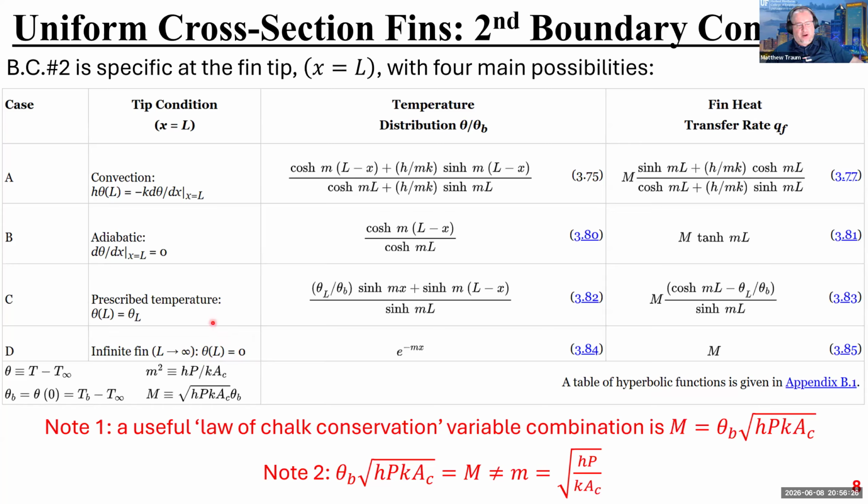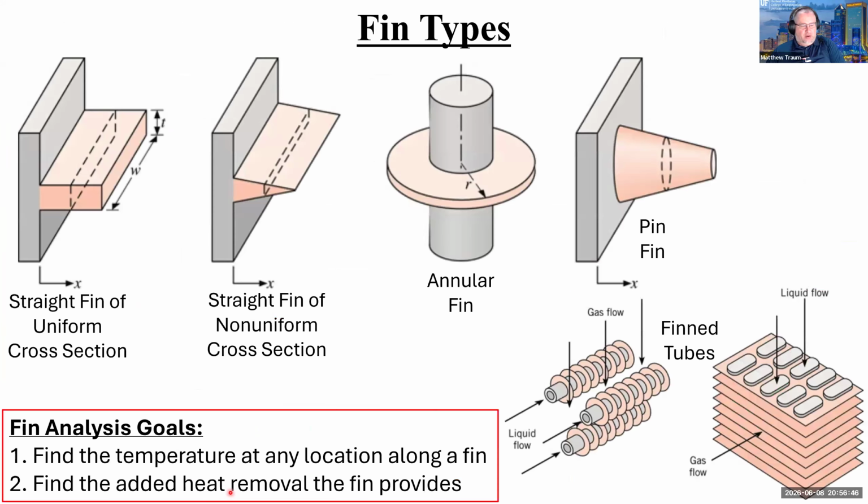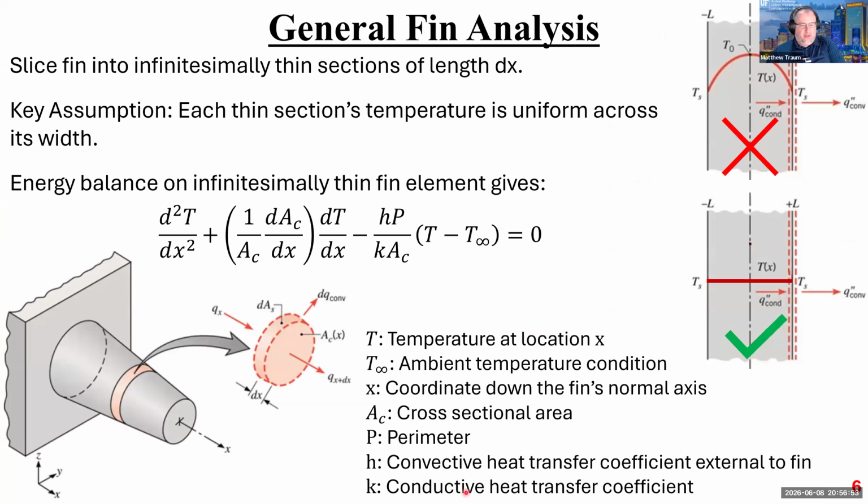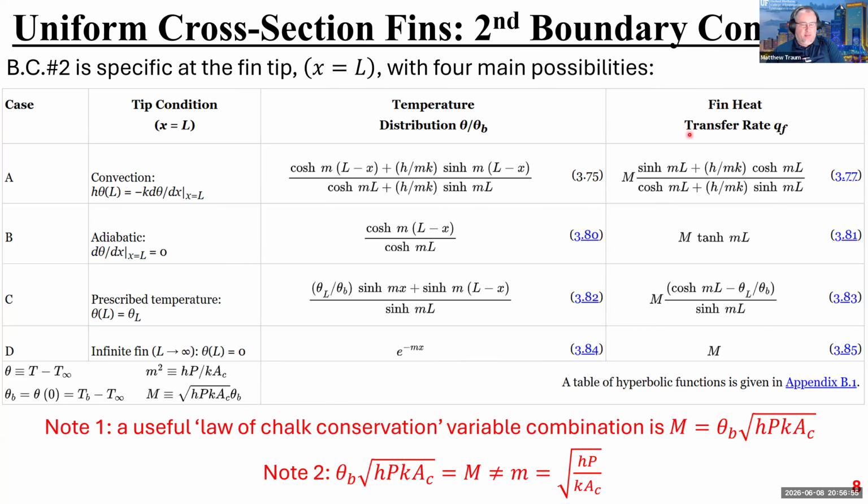Okay, so for these four conditions, we have four different possible temperature distributions, which are given here in these equations, and four different possible heat rates. So this is the heat transfer from the base where the fin is attached up through the fin and out into the ambient environment, right? And remember, if we go back, these are our goals: temperature at any location along the fin and the added heat removal rate the fin provides. So these equations give us precisely those goals, right? So great.